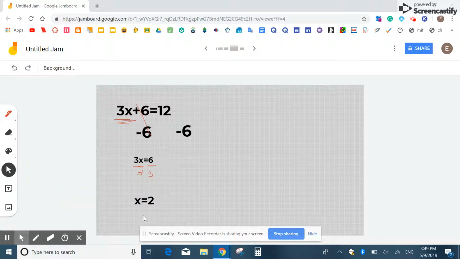And you can always check your answer by plugging back in your variables to make sure that you got it right.